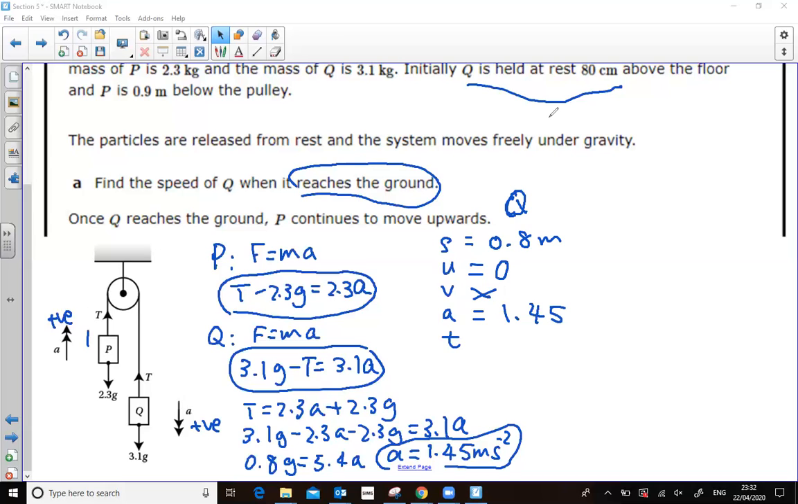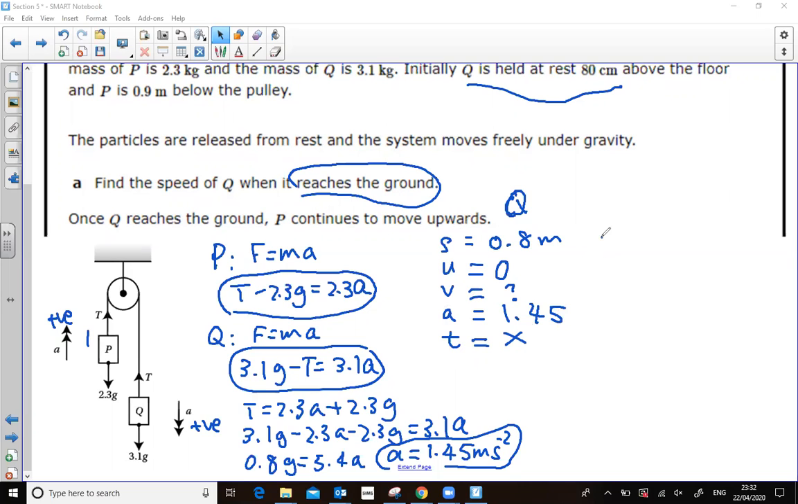Oops, sorry, I think I've just done. Let's cross this one out, because actually we're looking for the speed, which is the final velocity of Q. So that's our question mark, and we don't know the time. So let's cross the time out. So let's think about a SUVAT equation which does not involve T.